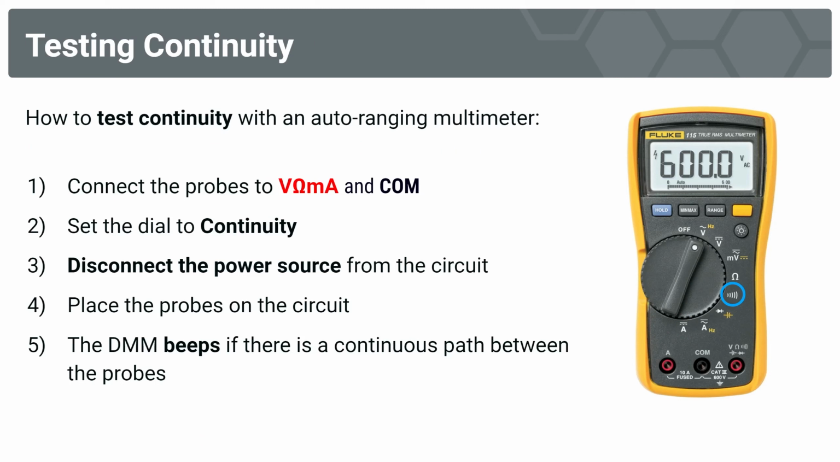Last but not least is the continuity test. You can test continuity with your auto-ranging multimeter by again plugging in the probes. Then you're going to switch your dial to the continuity symbol, which looks like this, after which you're going to disconnect your power source from the circuit. You'll place your probes on the circuit, and if the multimeter beeps, you know there is a continuous path between the two probes.